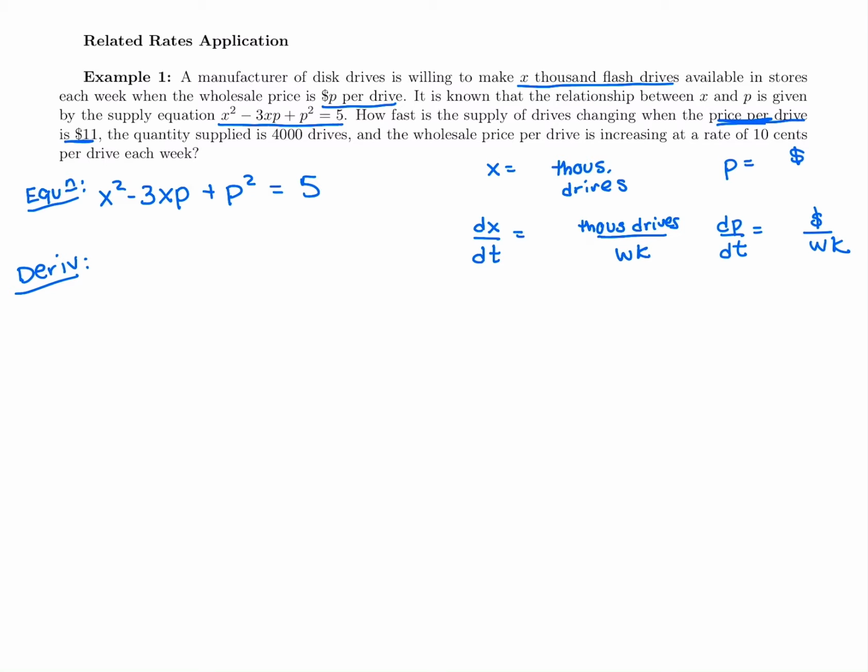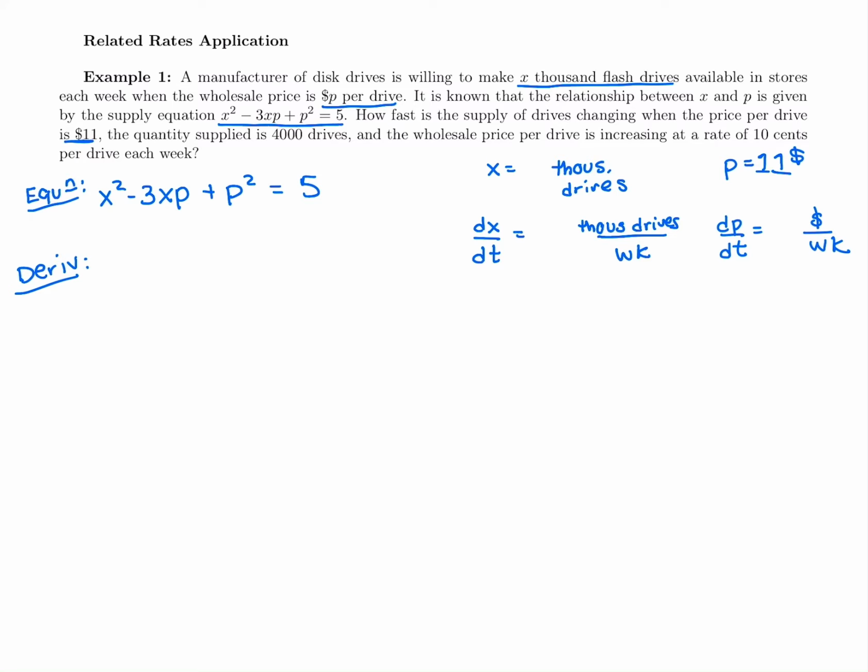Price per drive. Well, it's definitely not going to be x or dx/dt. We're talking about the price, so it's something in dollars. And does it say it's increasing by $11 per week or decreasing by $11 per week? No, it's not a rate of change. It's just a regular variable. The price per drive is currently $11. There's our current p.